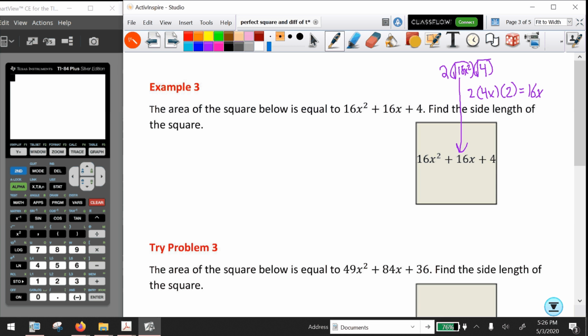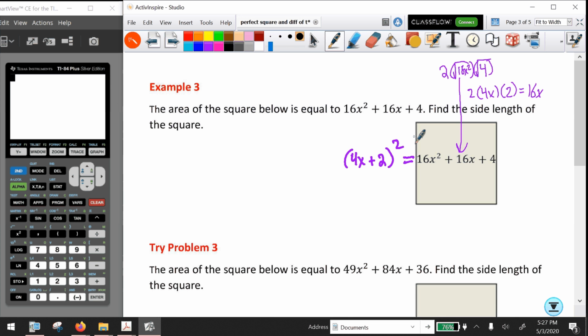So we verified that it's a perfect square trinomial. That means it could very easily be factored as a binomial squared. To get this binomial, we simply take the square root of the first term. The square root of 16x squared is 4x. The square root of the last term, the square root of 4, is 2. And we use the sign that we have in the middle as a plus sign. So the area is equal to the binomial 4x plus 2 squared.